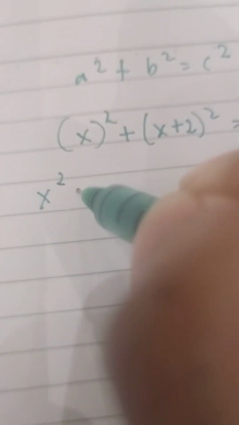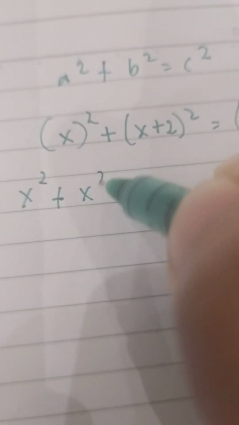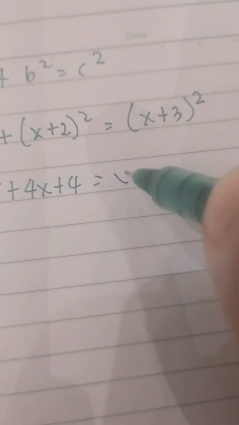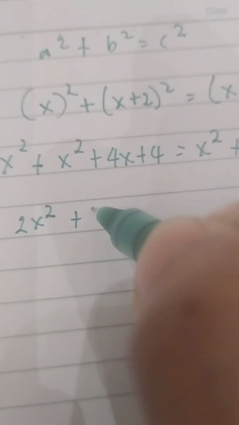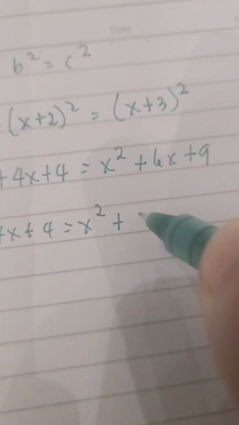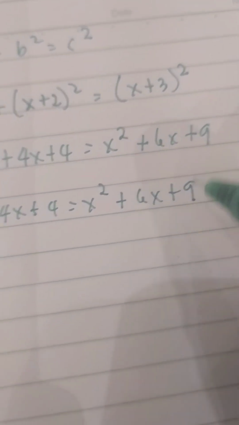Simplify this, we have x squared plus x squared plus 4x plus 4 is equal to x squared plus 6x plus 9. Now, collect like terms. So we have x squared plus x squared is equal to 2x squared, plus 4x plus 4 is equal to x squared plus 6x plus 9.